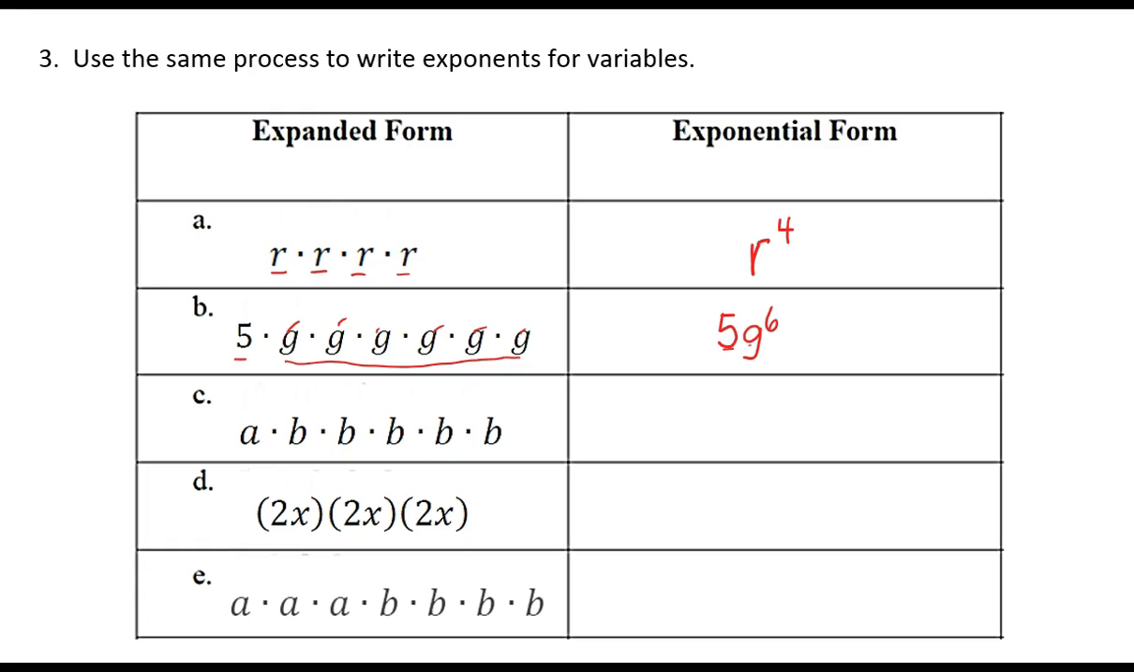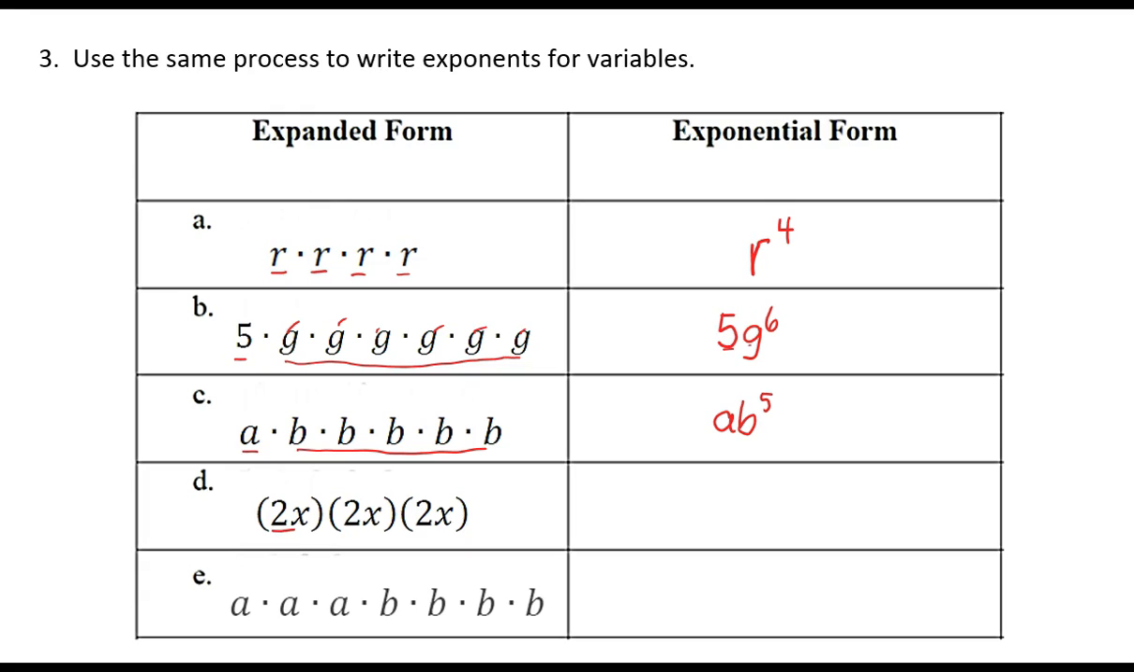In question C, I have an a and a series of b's. Again, we'll show the a separately, and then we'll show the b as the base and the power of 5, because there's 5 b's that they're multiplying. So a times b to the 5th power would be the exponential form of this expression.